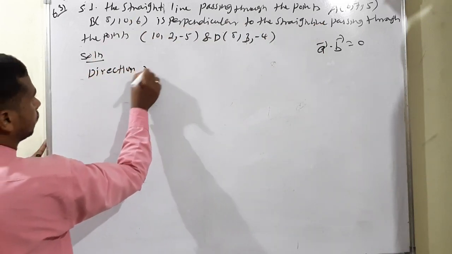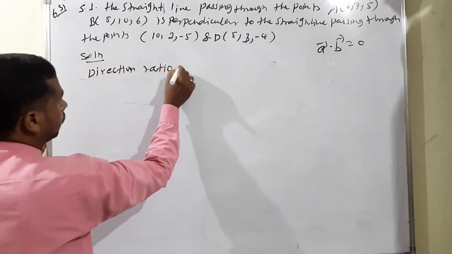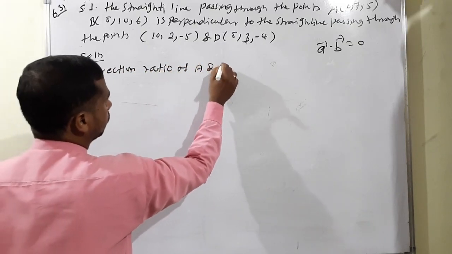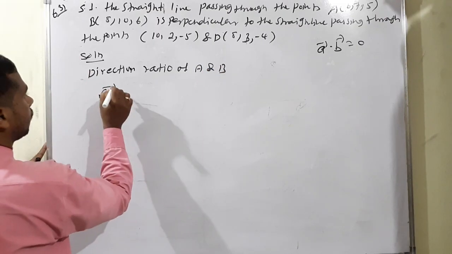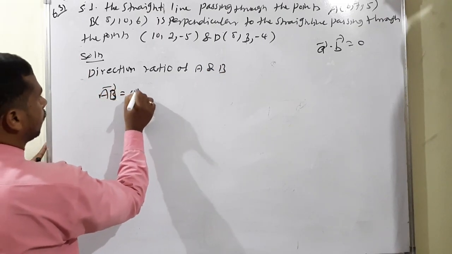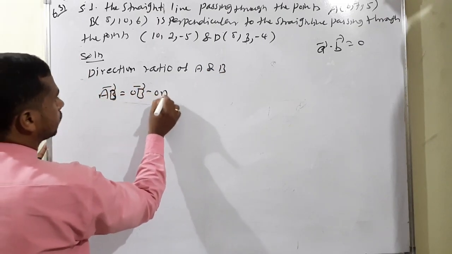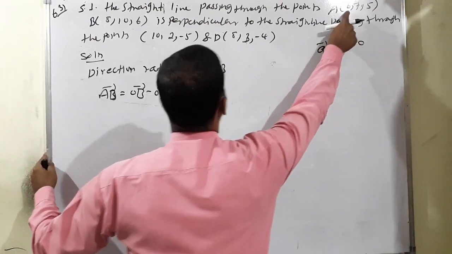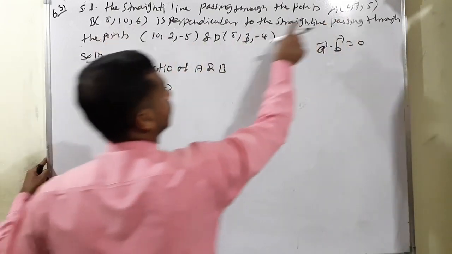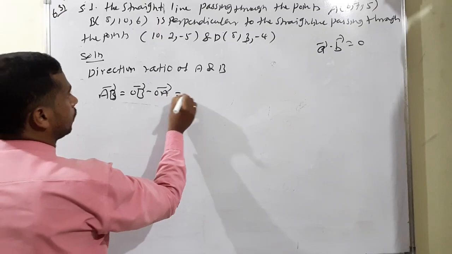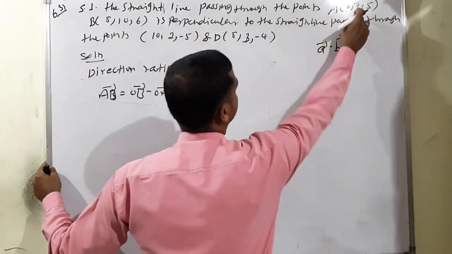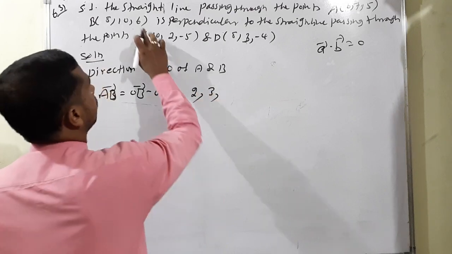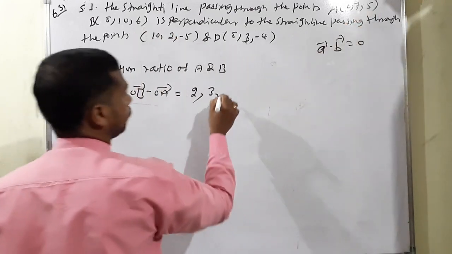Direction ratio of A and B. What will happen? Direction ratio means definitely AB vector, which we can write as OB vector minus OA vector. So for OB, 8 minus 6 is equal to 2, then 10 minus 7 is equal to 3, then 6 minus 5 is equal to positive 1.